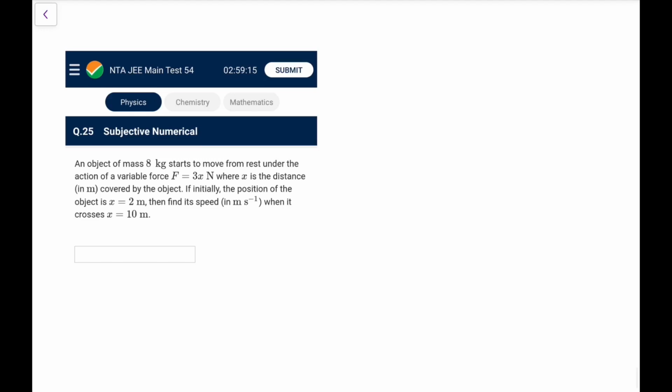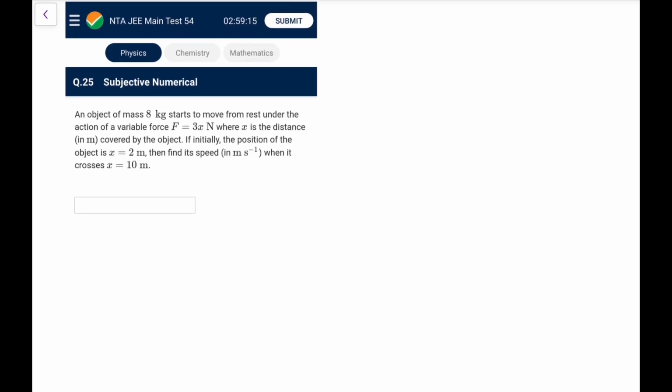Now 25th. An object of mass 8 kg starts to move from rest by this variable force. You can see initially the position of the object is x equal to 0. Find its speed when it crosses x equal to 10. So between 2 to 10 I need to calculate the work done. Work done would be integral F dx, that is equal to delta K, the work energy theorem. W net is delta K, that's simple.